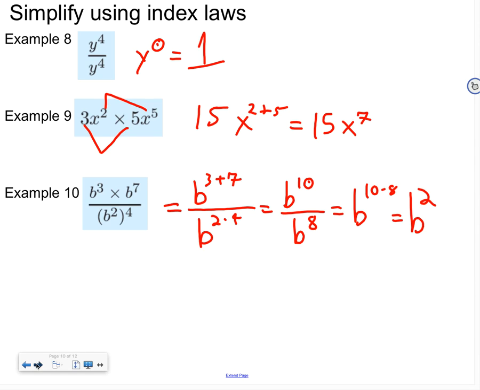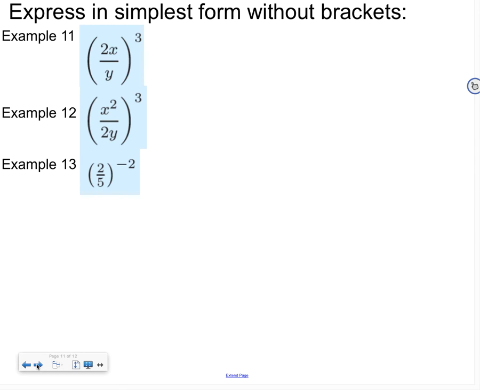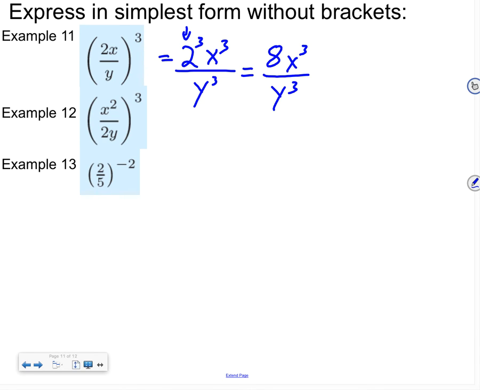Okay, and the final examples here. So we're going to continue. This is going to utilize some distribution. So here, in simplest form without brackets, notice the 2 and the x are both getting cubed, so I've got to make sure the 2 gets cubed, the x gets cubed, and also my denominator, the y, gets cubed. Anytime I have a number that's being raised to a power, I'd want to simplify that. So 2 cubed is 8, x cubed over y cubed.